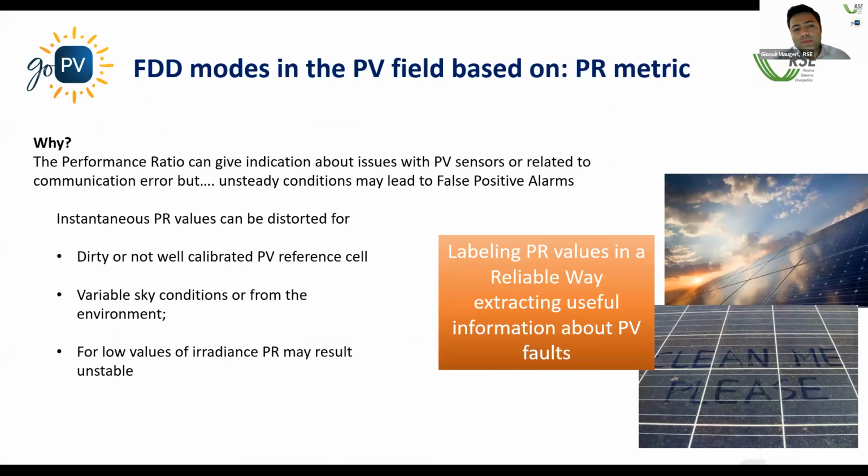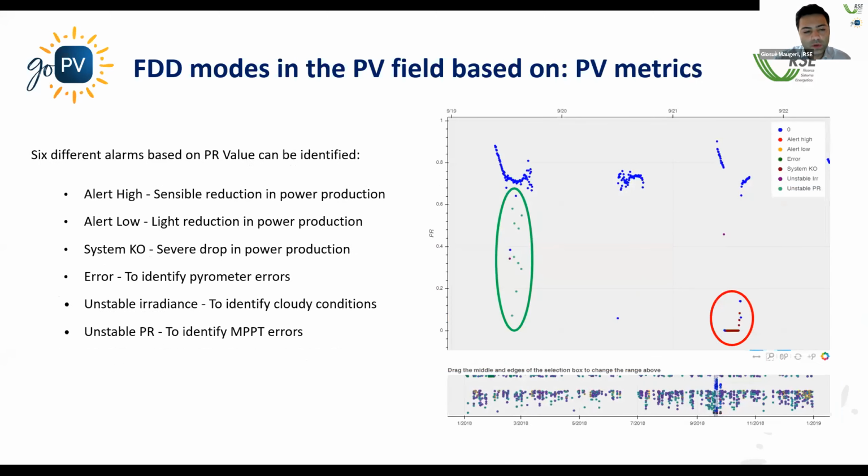Regarding the performance ratio, the instantaneous performance ratio that is calculated can be distorted by, for example, dirty or not calibrated PV reference cells, or variable sky conditions, or low values of irradiance, which may lead to unstable PR. So if instantaneous performance ratio values are labeled, taking into account all these conditions, of course, it can provide useful information about the PV system health to the PV operator.